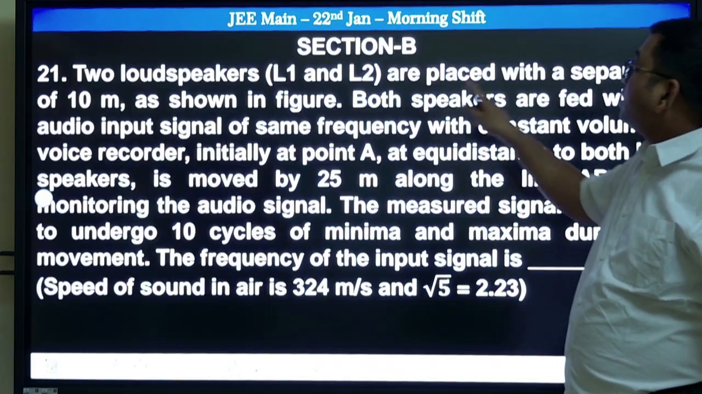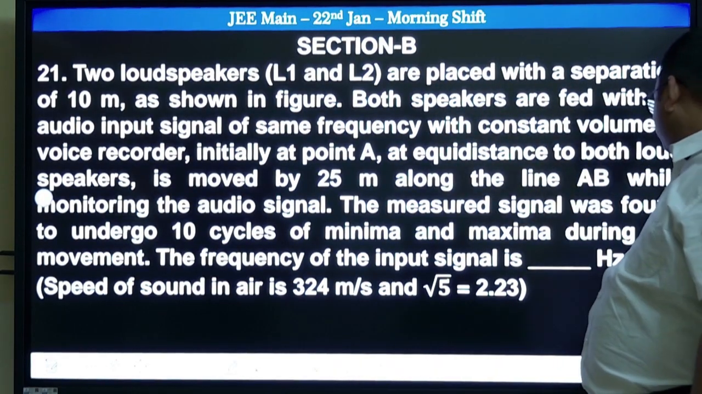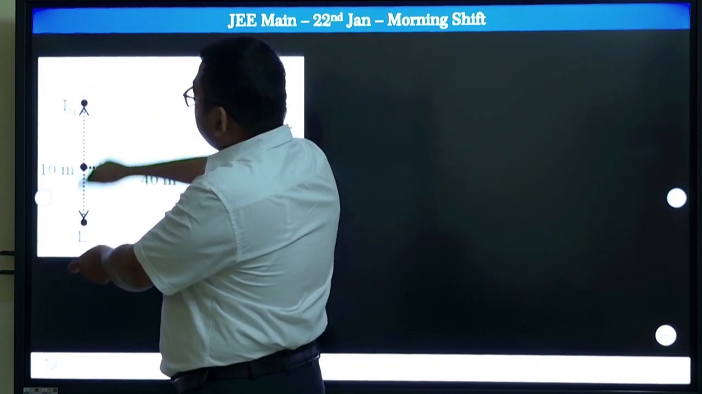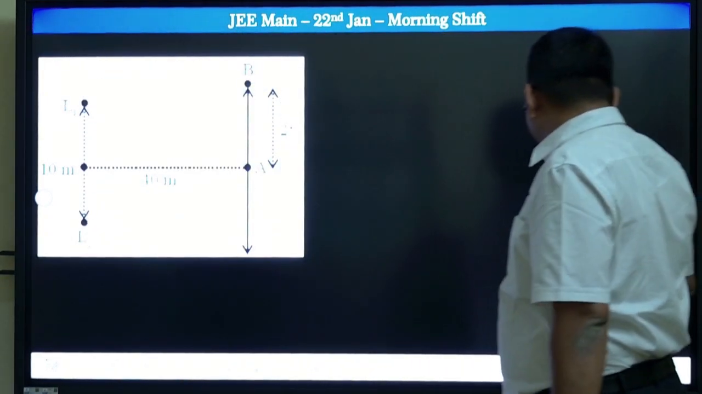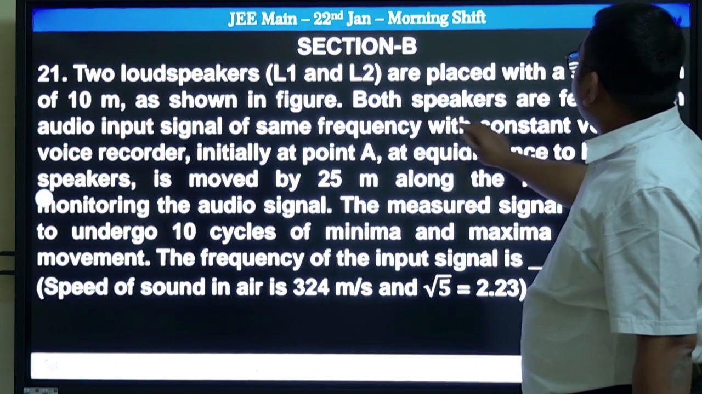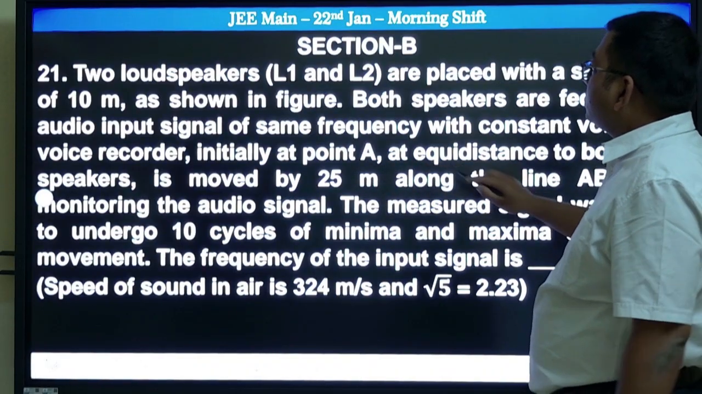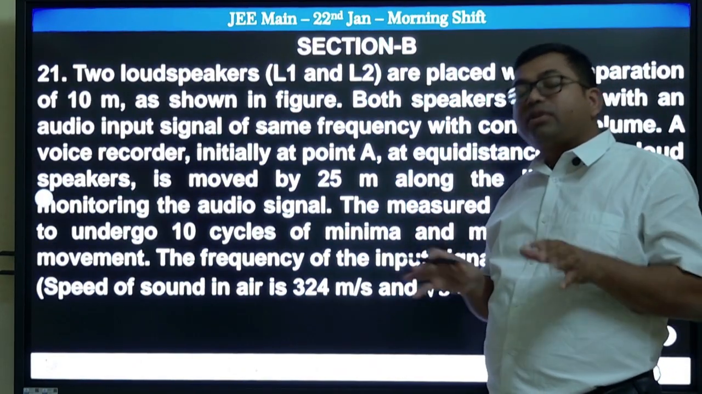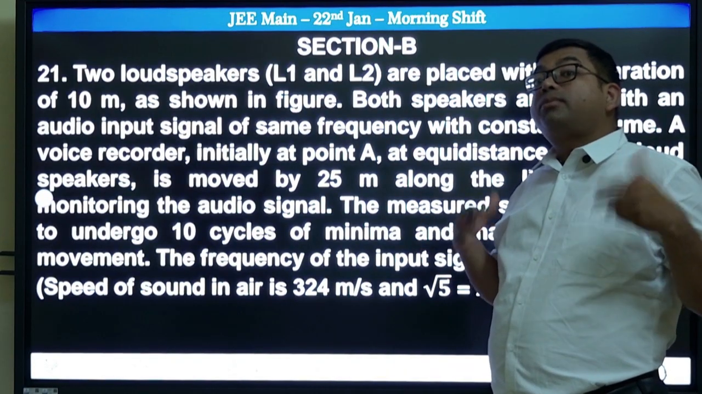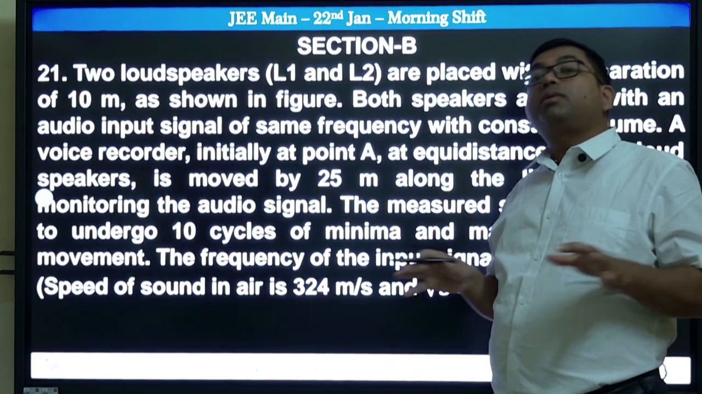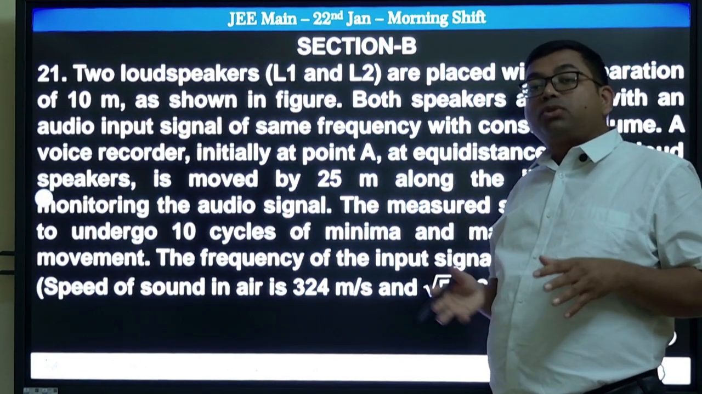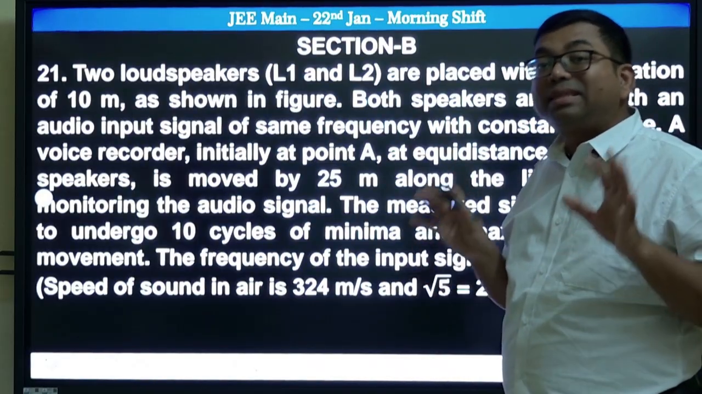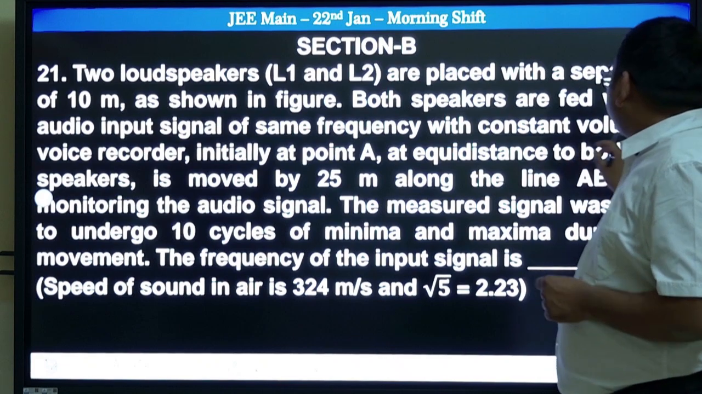Two loudspeakers L1 and L2 are placed with a separation of 10 meters as shown. Where is the diagram? This is the diagram. These two loudspeakers L1 and L2 are 10 meters apart, right? Then both speakers are fed with an audio input signal of the same frequency with constant volume. So both of them have the same frequency, so you don't think about beats then. If they have the same frequency, beats will not be produced. That means it is superposition in space that you are going to consider, not superposition in time. And they have constant volume.